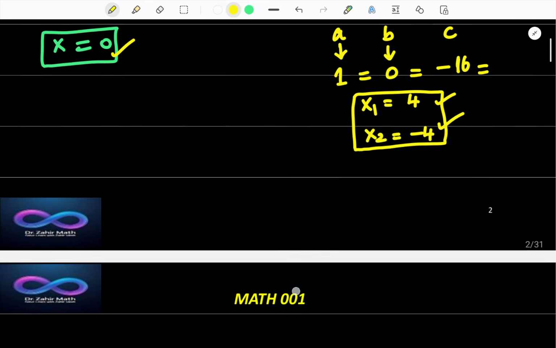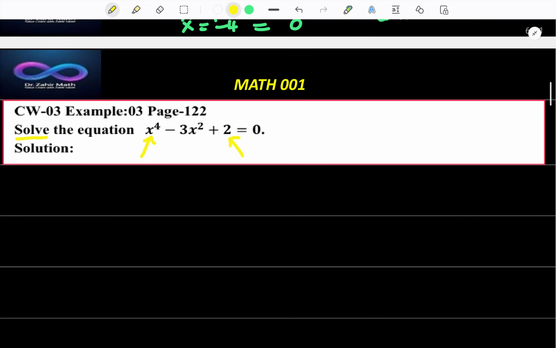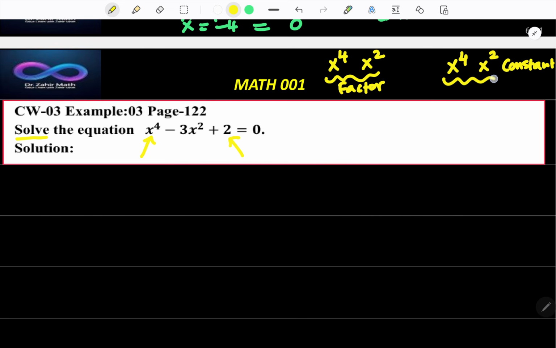Just listen carefully. Why I have to use, I'll tell you. If the question is x power 4 and x square, only these two things, you have to use factoring. Keep in your mind. Okay. If your question is x power 4, x square and constant term. Again, I'm telling. If the question is x power 4, x power 2 and constant term, then you have to use the method what I'm going to use now. What is the method? I'm going to put x square is equal to t in the equation.